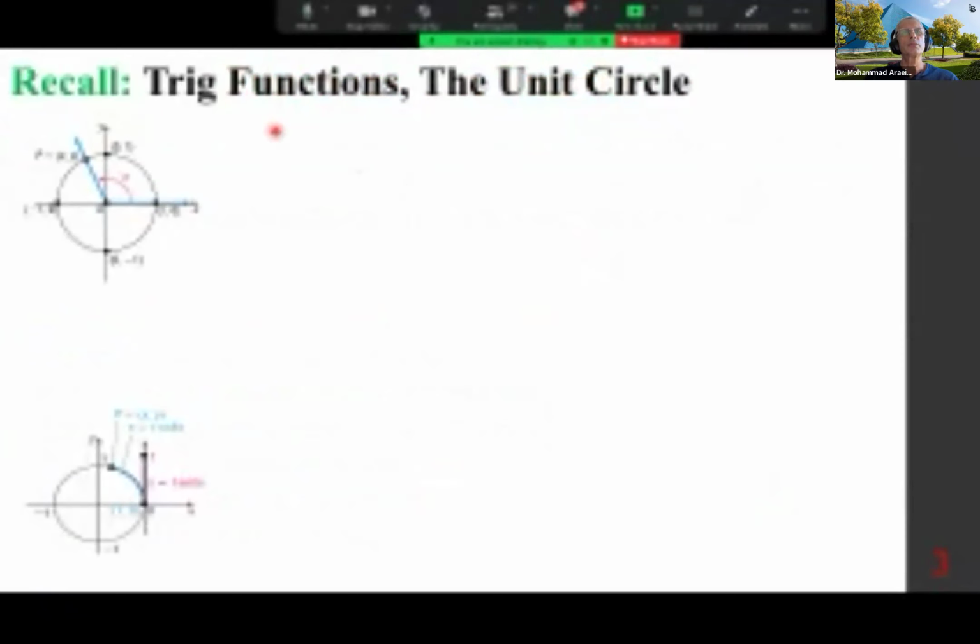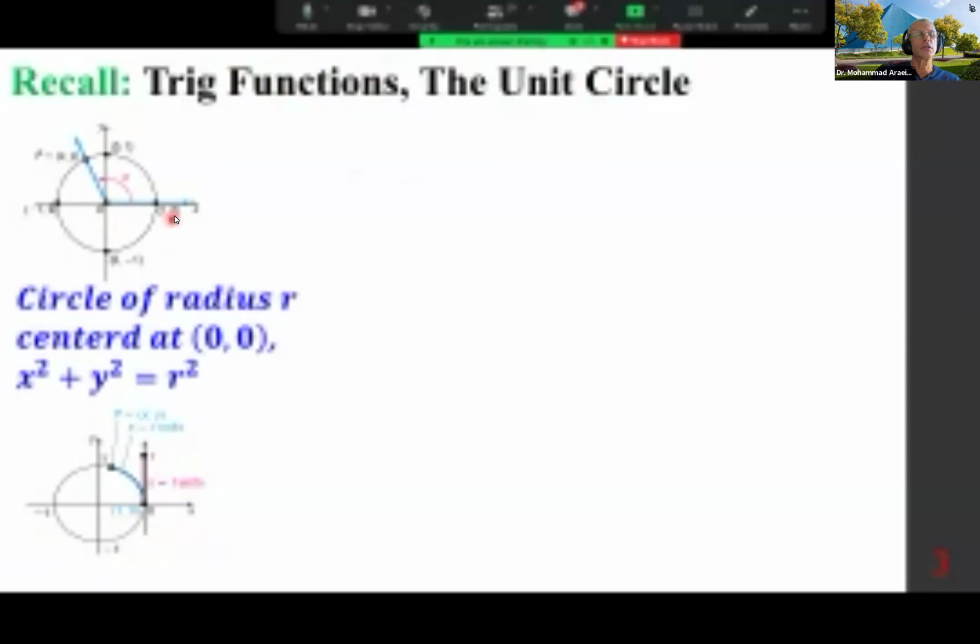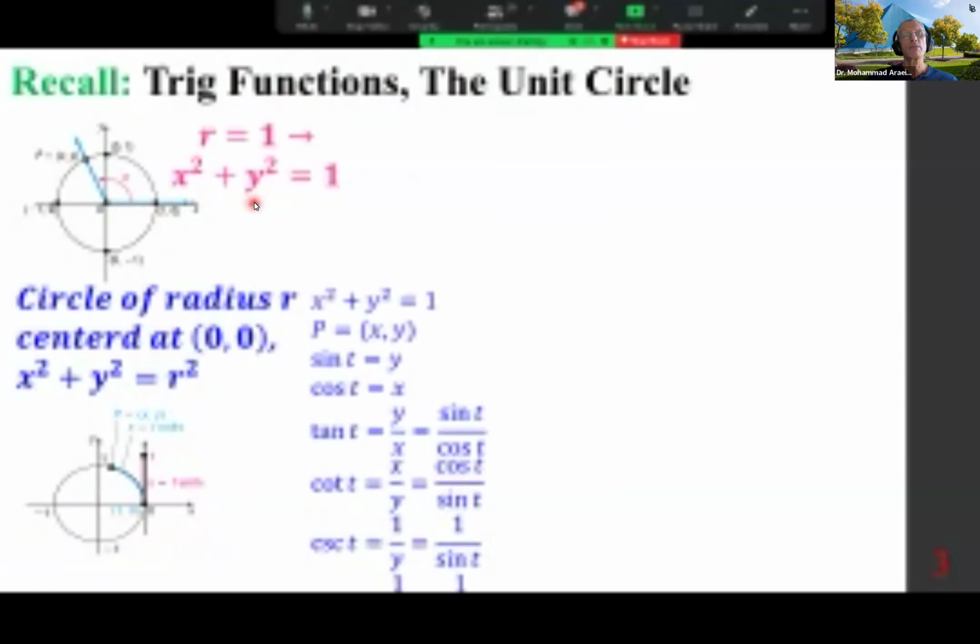So recall trigonometric functions, the unit circle. In the case of a circle, x squared plus y squared equals r squared, centered at 0, 0 with the radius r. If the radius is equal to 1, we end up with a unit circle. So x squared plus y squared equals 1.